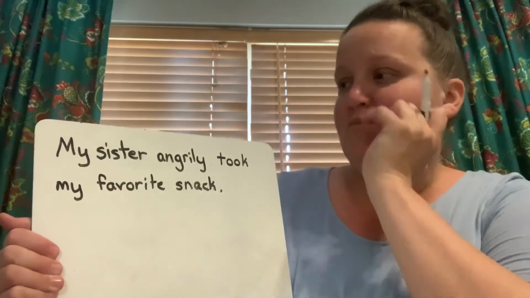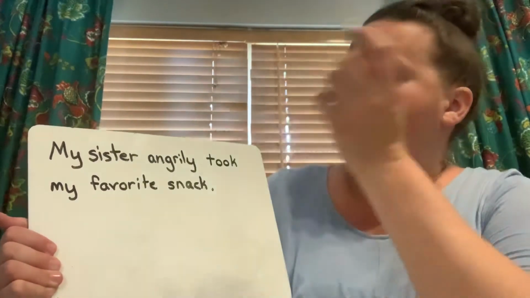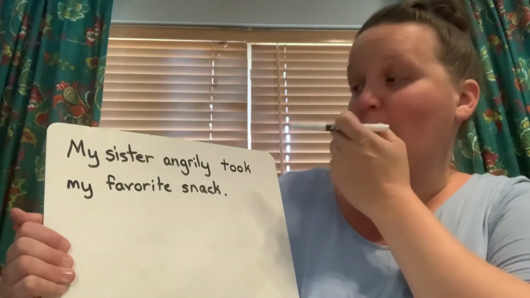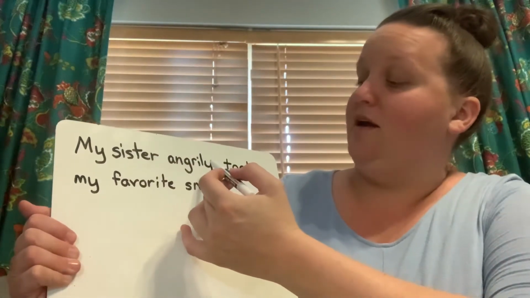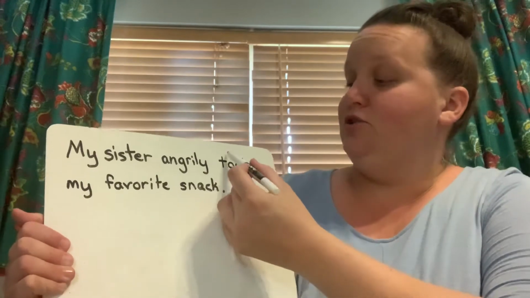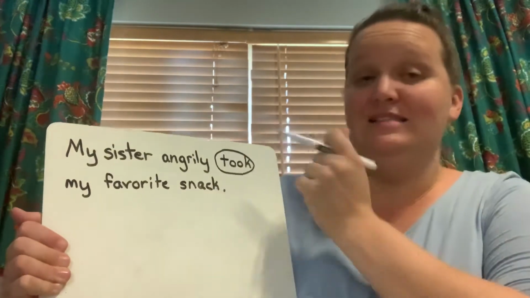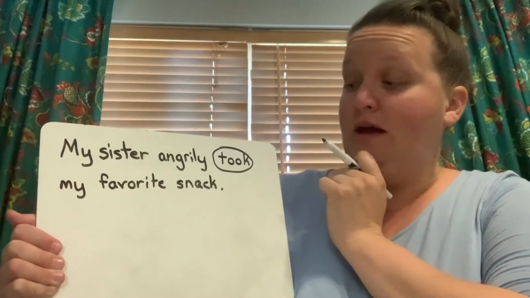I'm just going to take my time to do these because you know what adjectives are, you know what adverbs are, but sometimes we get them mixed up, right? So, my sister angrily took my favorite snack. Okay, so on here, my sister, there's no describing words for that, so we'll move on. Angrily took. Took is what she did. That's the action verb, right? How did she do that?